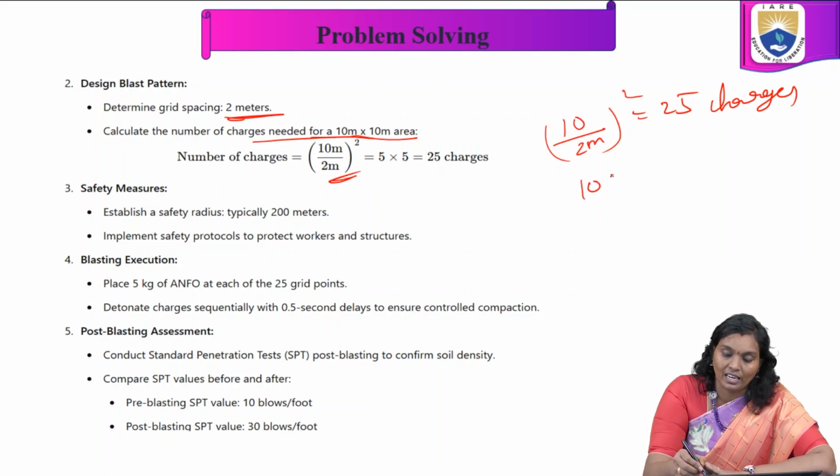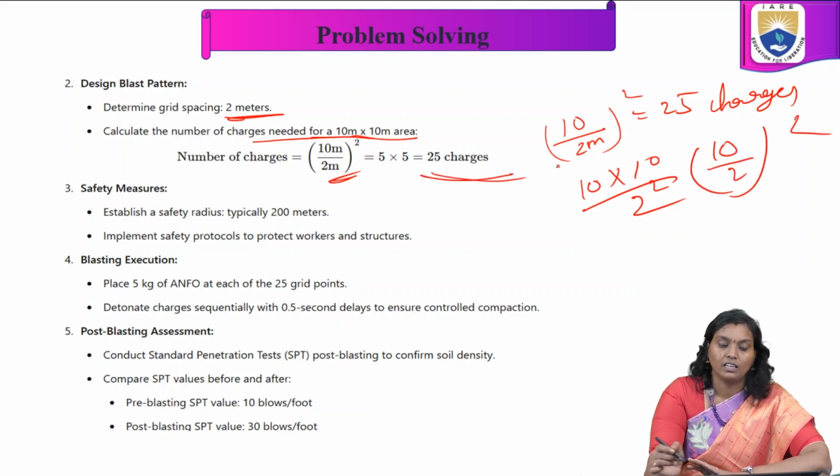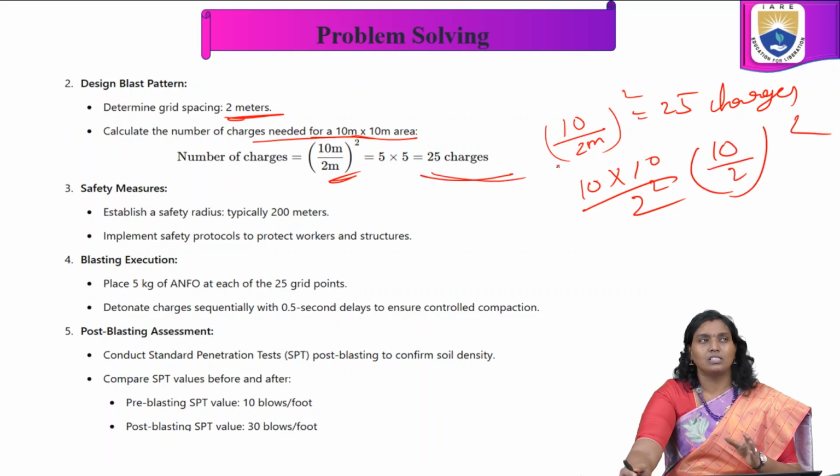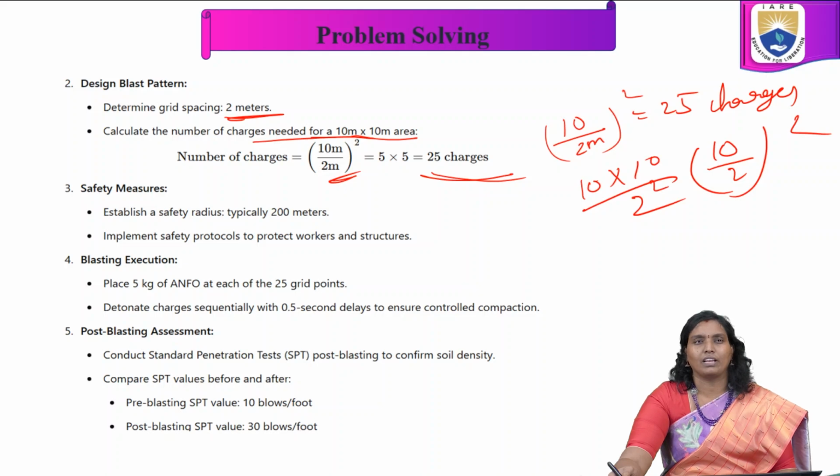So here it is 10 into 10 divided by 2 square, because it's a square grid and every spacing is there. So we get 25 charges. In the blasting technique, we adopt blasting for getting the desired properties of the soil for construction of the highway.